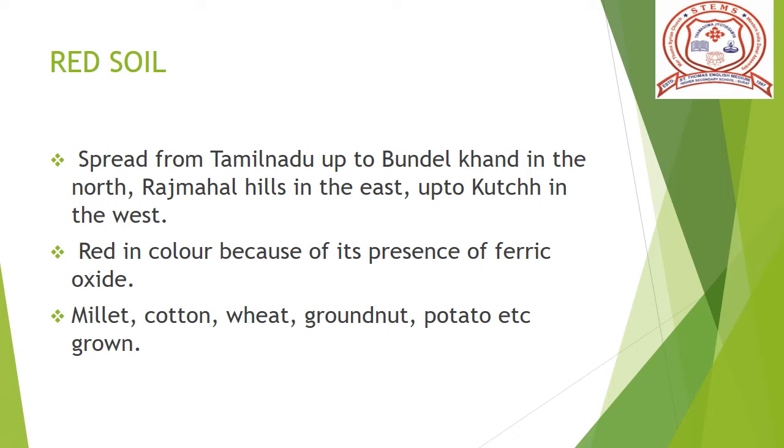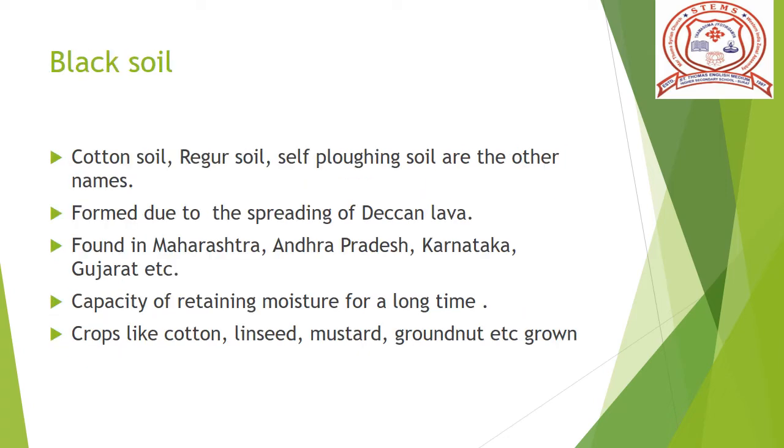The soil is red in color because of its presence of ferric oxide and it becomes yellow while going down. Crops like millet, cotton, wheat, jowar, linseed, groundnut, potato, etc. are grown.